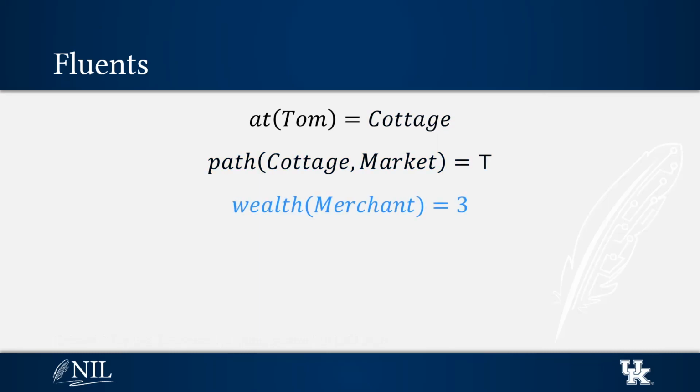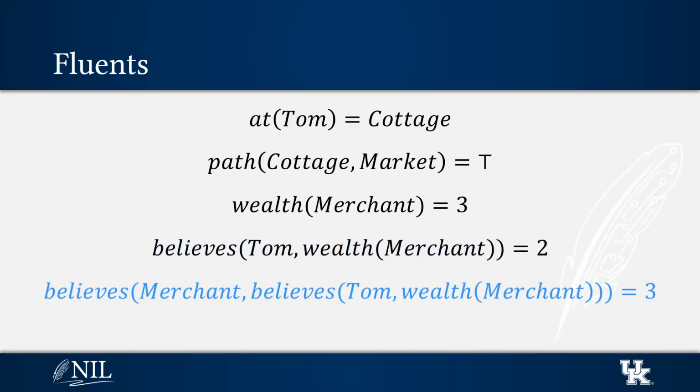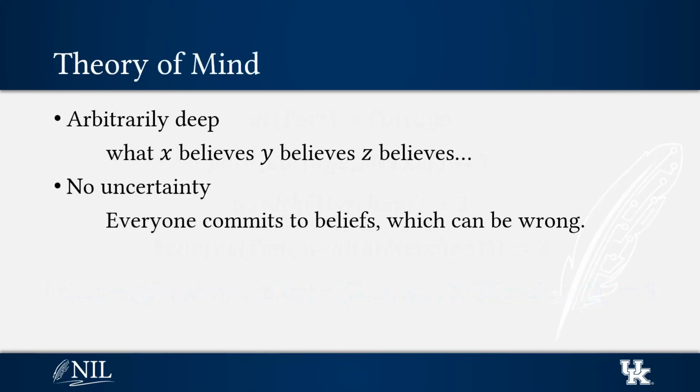Sabre also supports the modal believes predicate, that allows us to specify what characters believe the value of every fluent to be. This believes predicate can be arbitrarily nested, so for example, we can talk about what the merchant believes that Tom believes. While Sabre supports an arbitrarily deep theory of mind, it does not support uncertainty. In other words, characters can't believe X or Y, they must always commit to their beliefs, even if those commitments are wrong.